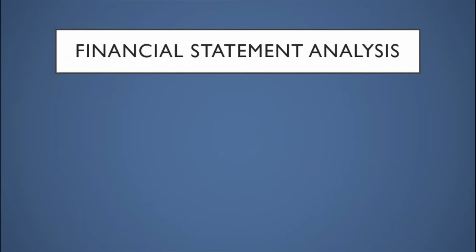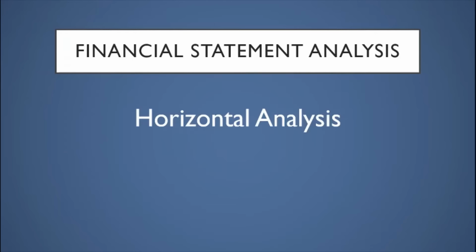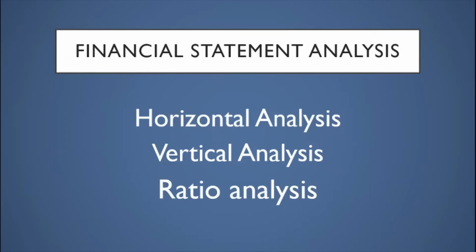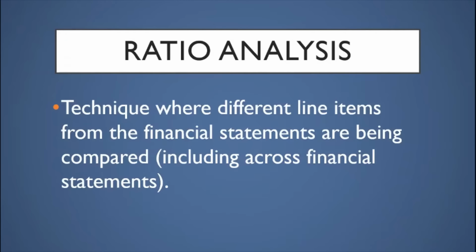Financial statement analysis can come in the form of horizontal analysis and vertical analysis, which we have discussed in the previous video. For this video, we are going to proceed to ratio analysis. Ratio analysis is a technique where different line items from the financial statements are being compared, including those across financial statements. This is to be contrasted with vertical analysis, where all comparisons are made only within the same financial statement. Balance sheet to balance sheet, income statement to income statement item. But this time, in ratio analysis, mixing of financial statements does happen.